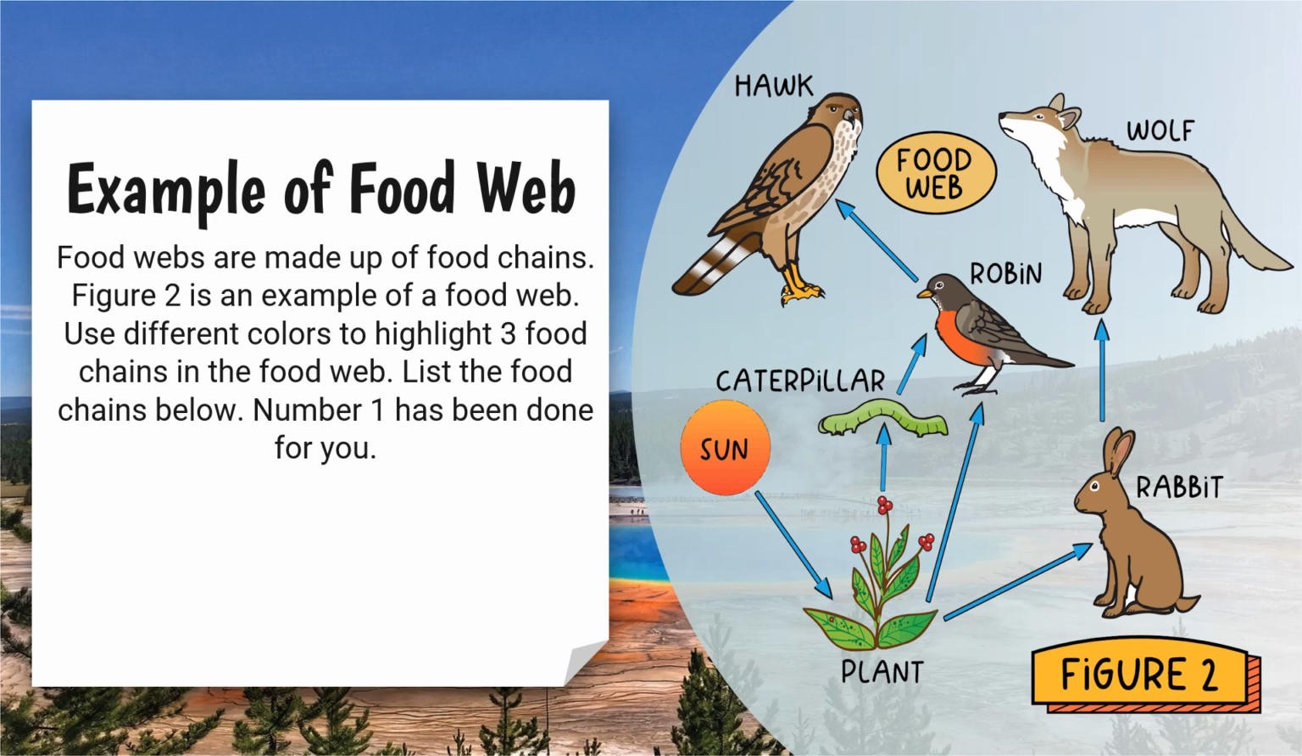Here's the plant. This plant, of course, gets its energy from the sun. So the sun to the plant, to the rabbit, and to the wolf. Okay, so sun to plant, to rabbit, and to the wolf. So that's a food chain. Okay? Now you take a couple minutes to make 2 more food chains, so you have a total of 3, and list them below on your notes.